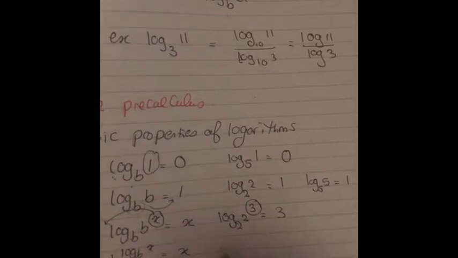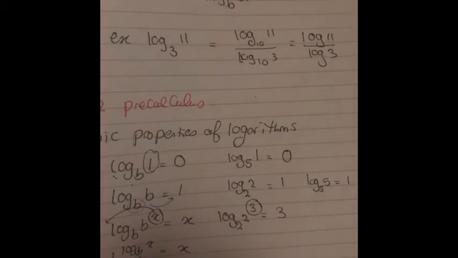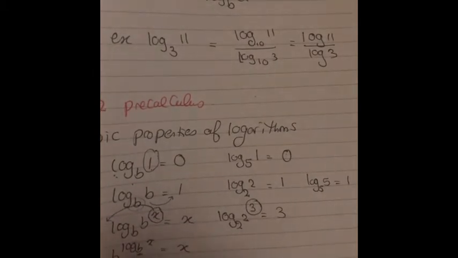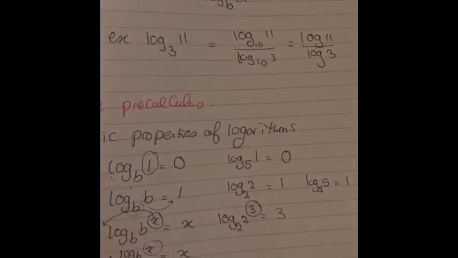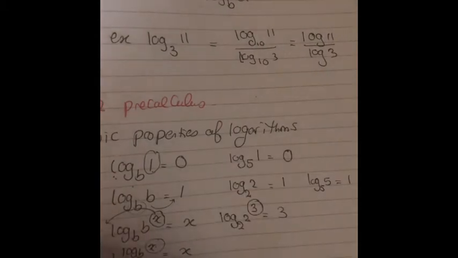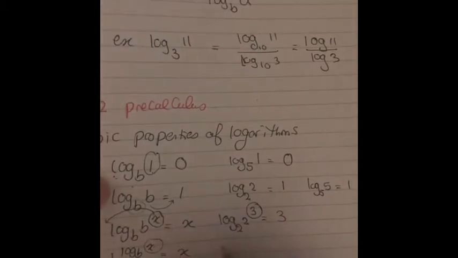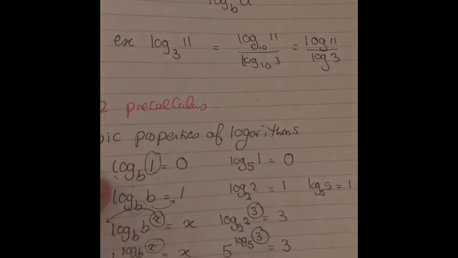And here, if I have b to the power of log base b of x, and this is equal to this, the answer is x. And these two are called inverses, I think. So here, if I have, for example, 5 to the power of log base 5 of 3, and you can try with the calculator, the answer will be equal to 3. If this is equal to this, the answer is this.